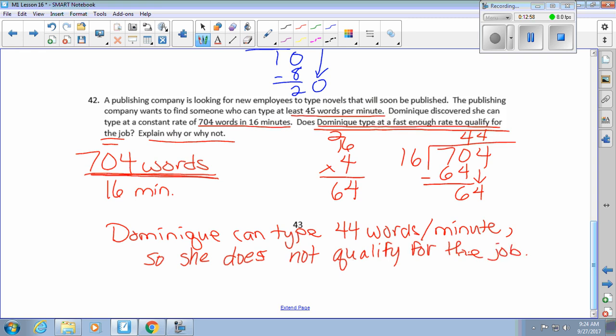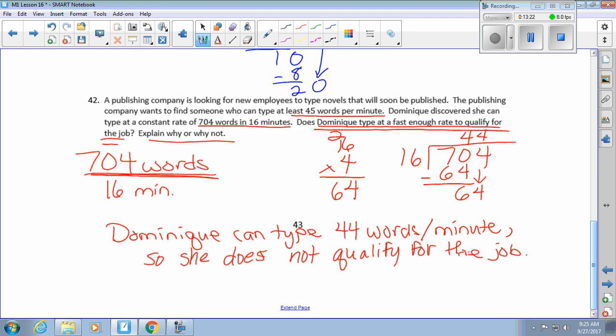Maybe the question asked, how many words per minute away is she from qualifying for the job? If she didn't type 44 and they're expecting 45, how many, in this case, short is she? 1. Yeah, 1 word. Thank you, Hazley. 1 word per minute short.